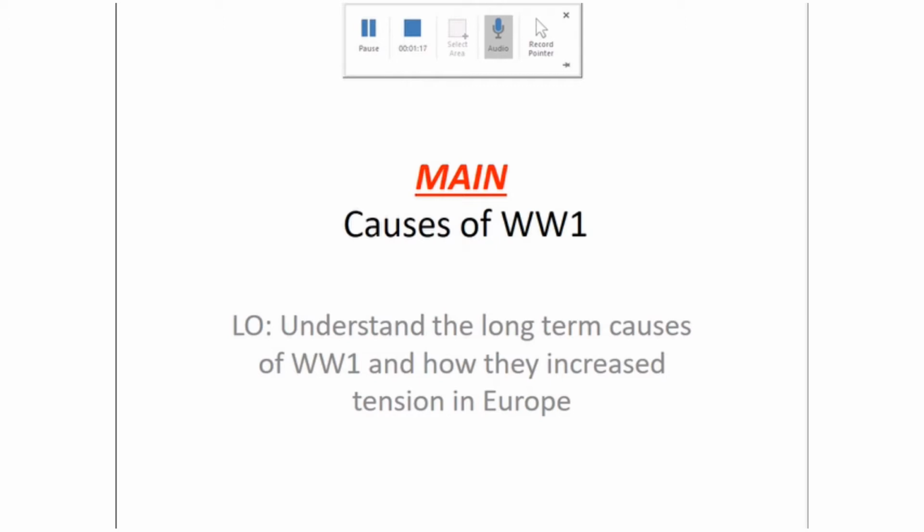However, I don't think it would be fair to tell you about all of this without giving you a brief introduction about how it all kicked off. What we're going to look at are the main causes, MAIN. Now they stand for M, militarism, A, alliances, I, imperialism, and N for nationalism. I'll come on to them again in a minute, so don't worry about that. Off we go.